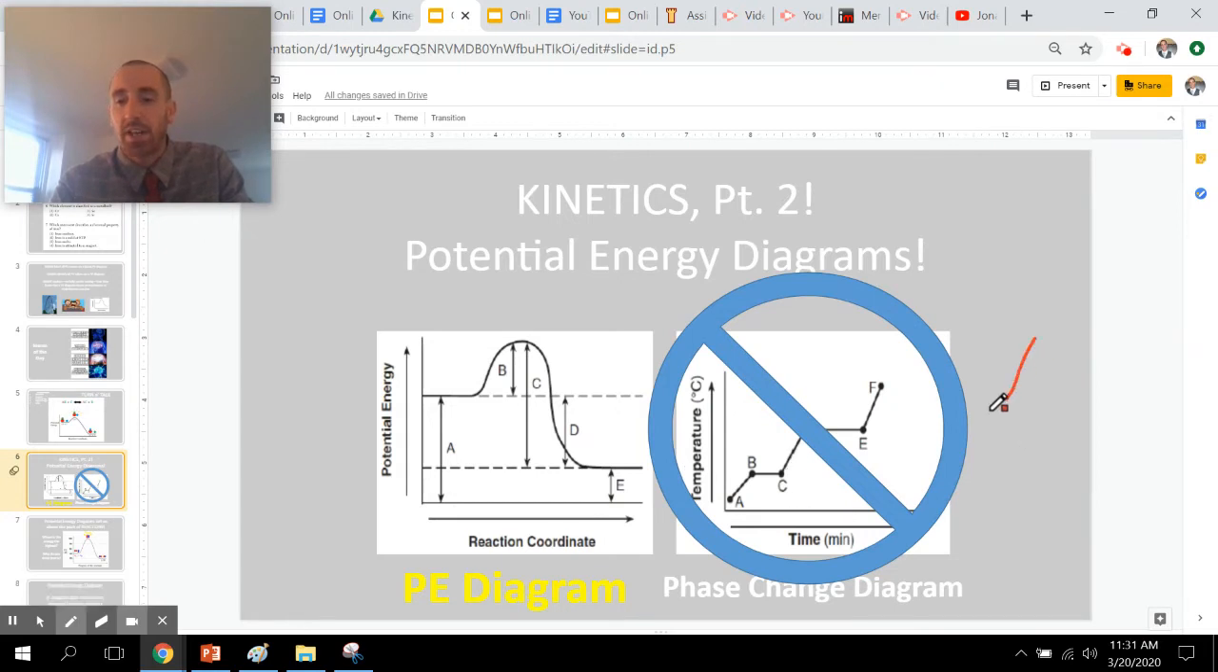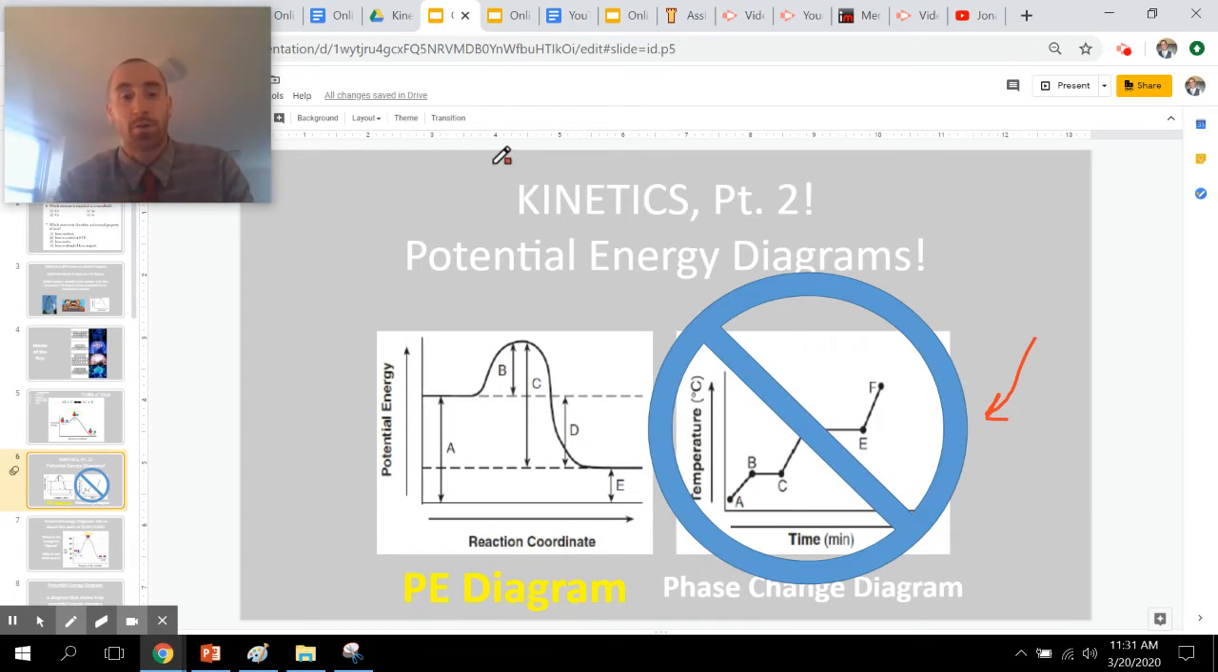Phase change diagrams like here, this is going all the way back to Unit 1. MC delta T, MHF, MHV. You're talking about the phase change diagrams for water. You should be able to identify melting points and boiling points with this type of diagram. You should be able to determine when kinetic and potential energies are changing and staying the same. That's all a review of stuff we did a long time ago.